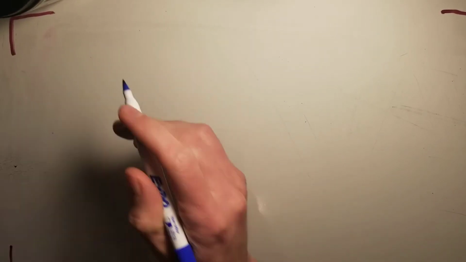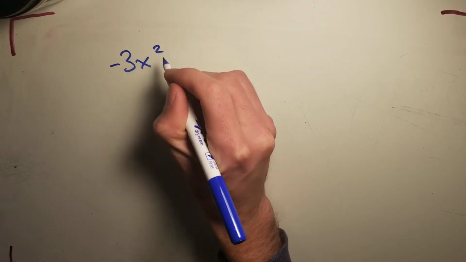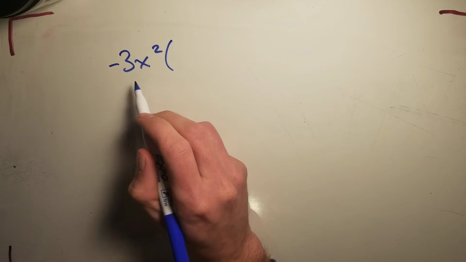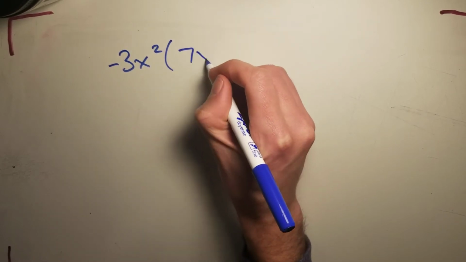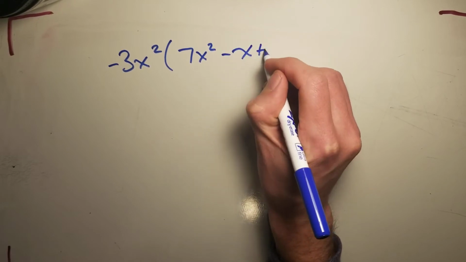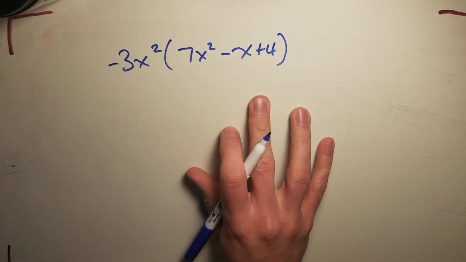To multiply, we're going to start off with just how to multiply a polynomial by a monomial, and then we'll build from there in the future. So the first example we're going to look at, right from the book, is negative 3x squared. That's a monomial, and we're multiplying that by a trinomial, 7x squared minus x plus 4. So we're going to go ahead and multiply this.